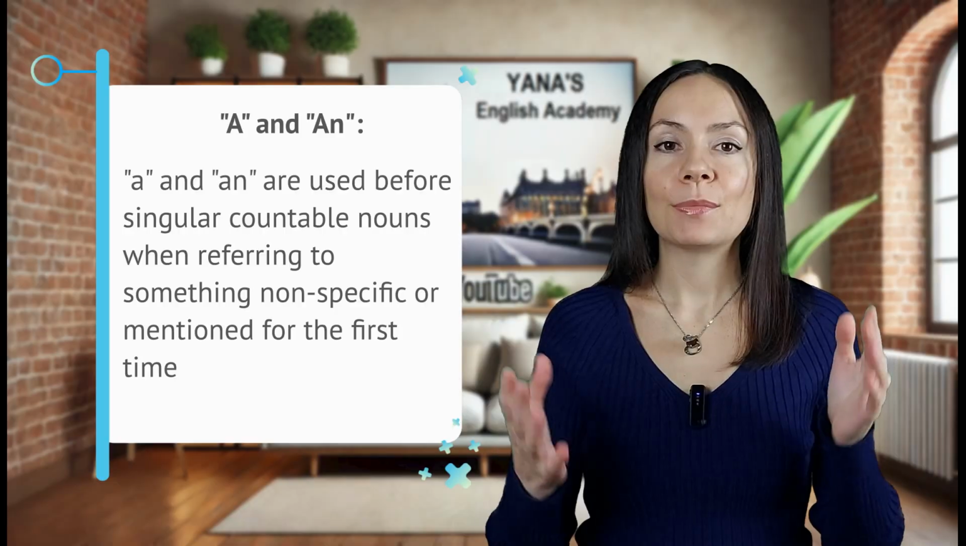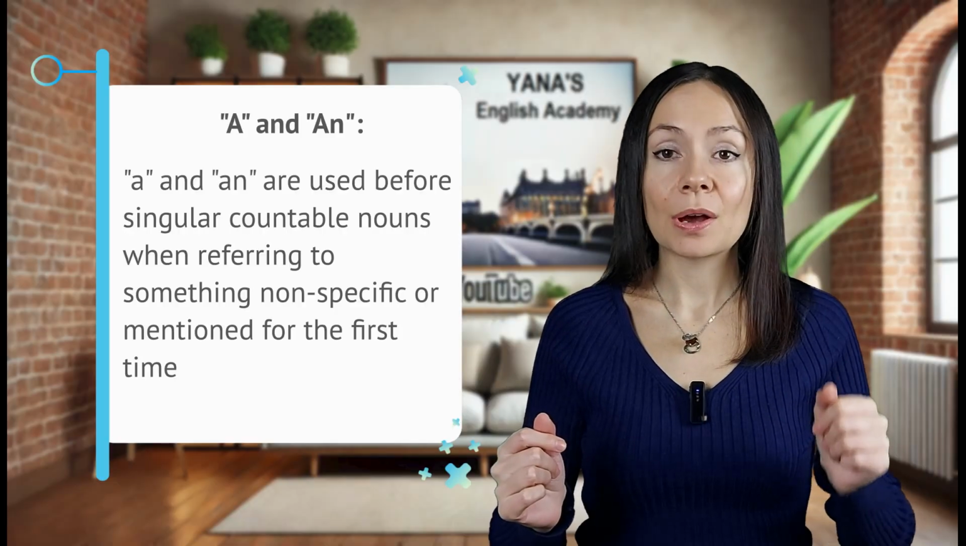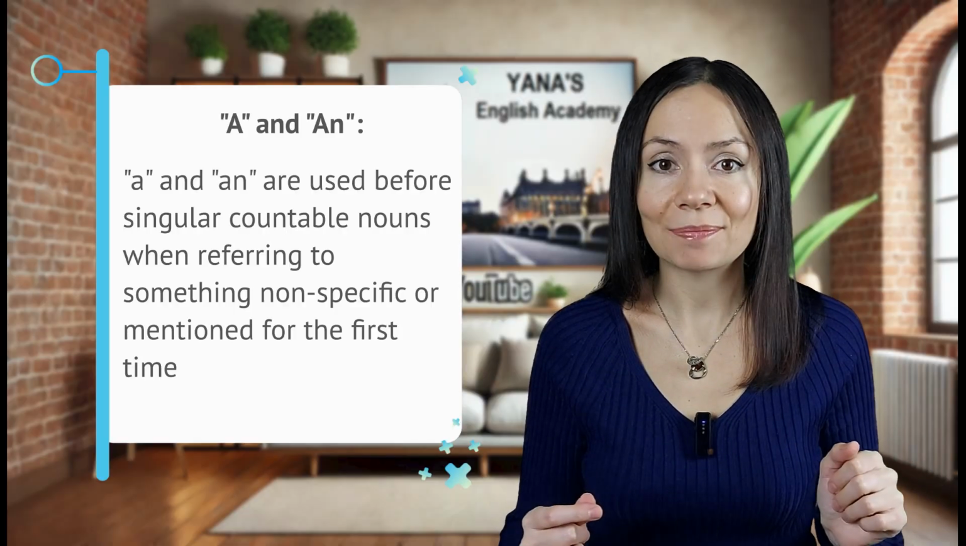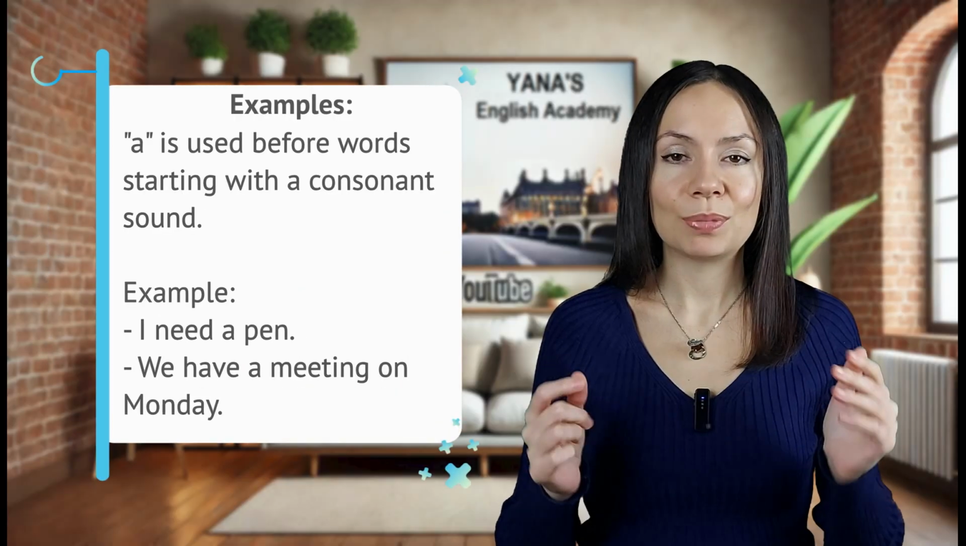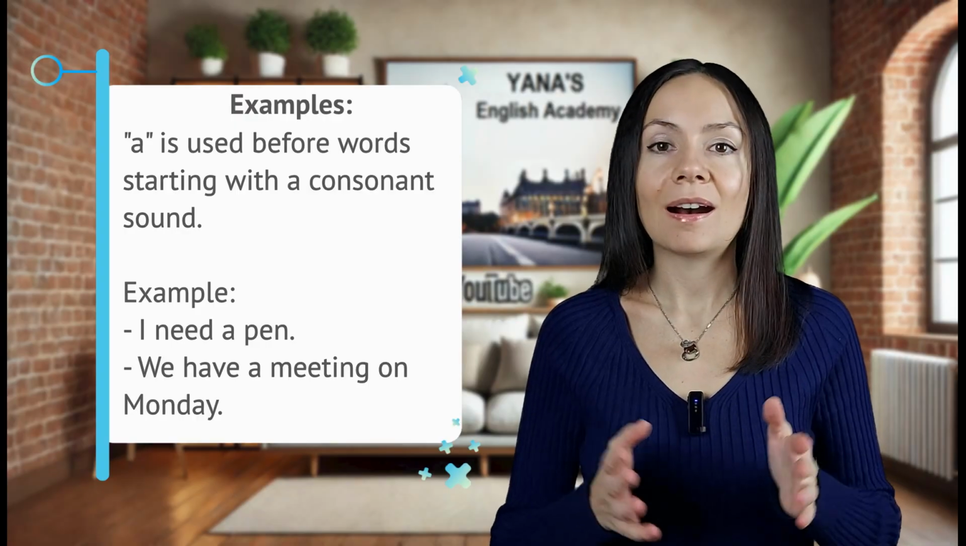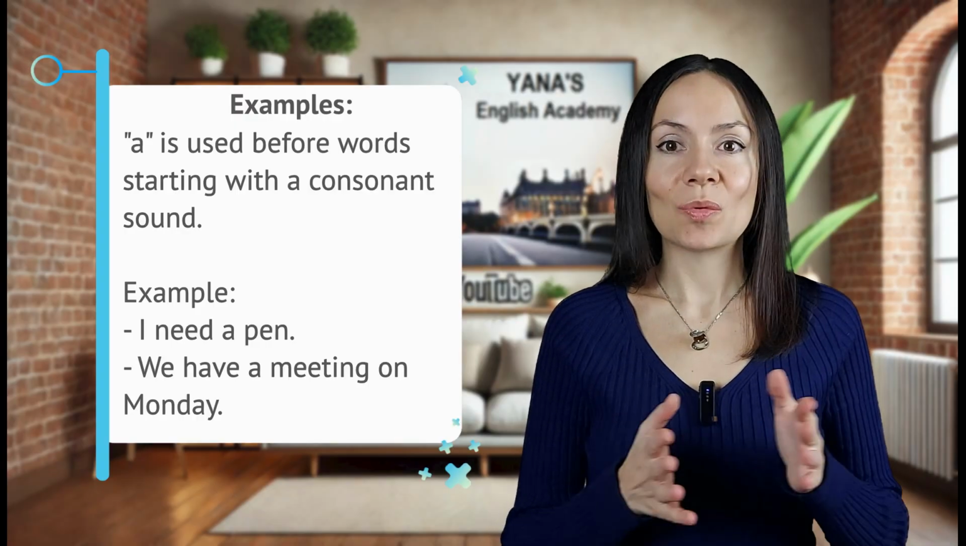Articles are used with nouns to define whether we're talking about something specific or something more general. They are vital for clarity in communication. A and an are used before singular countable nouns when referring to something non-specific or mentioned for the first time. A is used before words starting with a consonant sound. Example: I need a pen. We have a meeting on Monday.